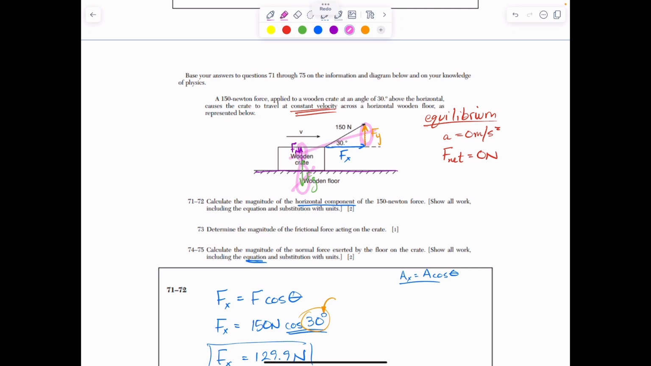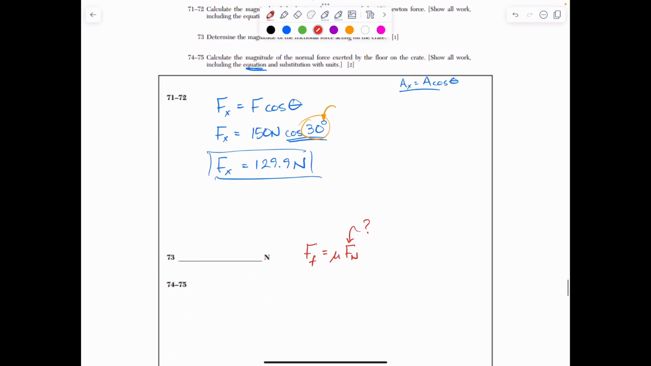But if we're moving at a constant velocity, there's also equilibrium in the x direction. And so friction is pulling against our motion. If friction is pulling this way and we're in equilibrium, the only two forces that we have in the x are friction and the x component. So they have to be equal. That's the only way they would cancel each other out perfectly and allow us to be in equilibrium. And so the answer to this is just whatever you got on 71 and 72. So in this case, 129.9.